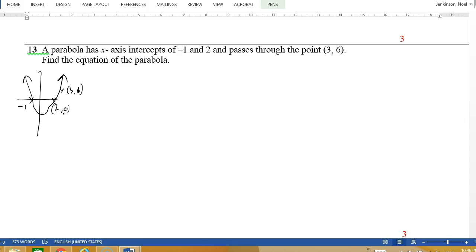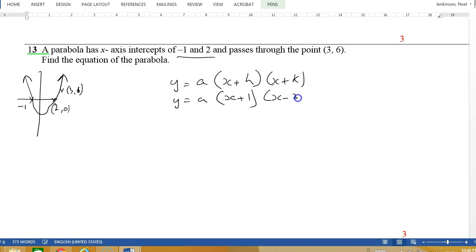Now, I've got x-intercepts, so this time I'm going to use the x-intercept form, which looks like this. Again, use an a for any unknown dilation factor, and 2 brackets for the 2 x-intercepts, 2 factors for the 2 x-intercepts. I have -1 and 2, so I'll sub them in. The -1 will be a +1 in the bracket, because we always go opposite to the sign to get that x-intercept, and the +2 will be -2 in the bracket.